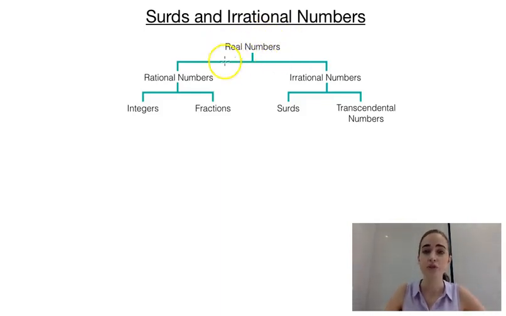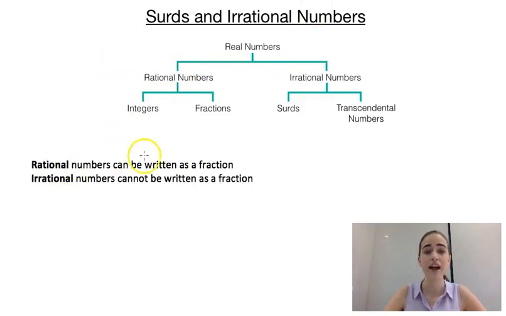Then it splits into two categories: rational numbers or irrational numbers. The difference is that rational numbers can always be written as a fraction and irrational numbers cannot be written as a fraction. Our rational numbers then split into integers, which are our whole numbers, and every other sort of fraction. But what we're interested in is this branch. Again, irrational numbers are anything that can't be written as a fraction.